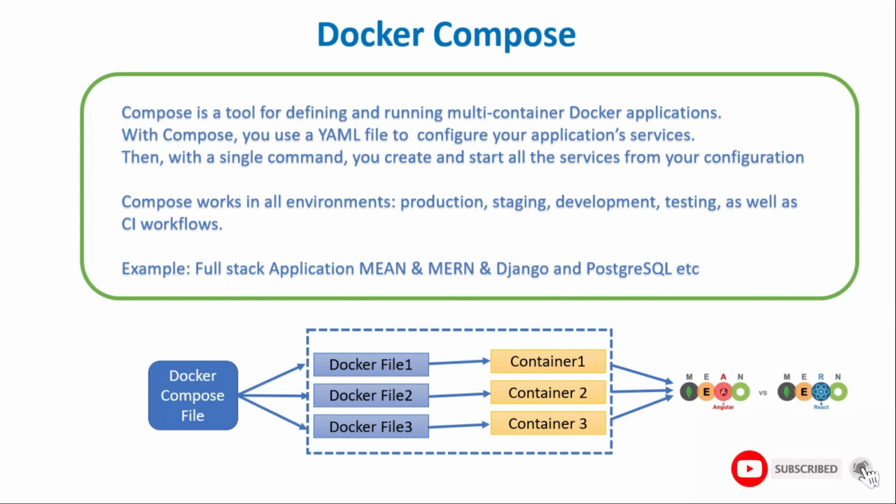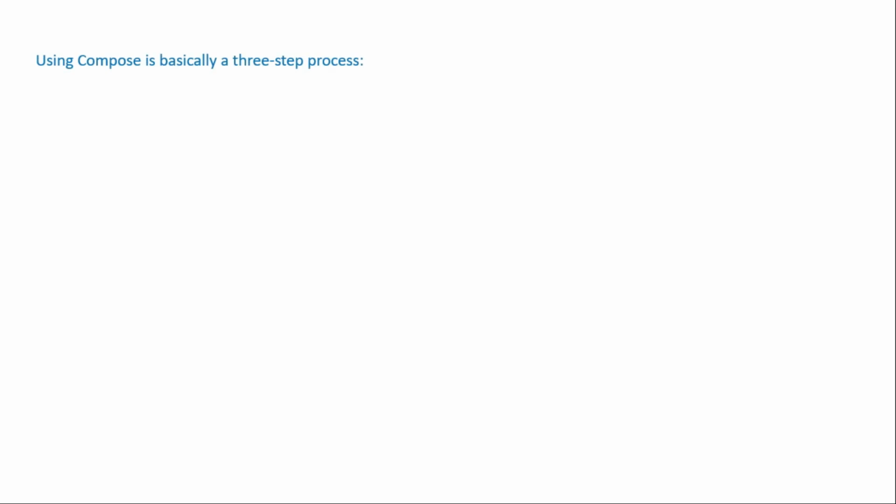And let's see some other things also. Using Compose is basically a three-step process. What is this three-step process? Firstly, define your app's environment with a Dockerfile so it can be reproduced anywhere. So firstly, you will have to create a Dockerfile which can be used to define your environment, and it can be reproduced, meaning you can use a Dockerfile in future also.